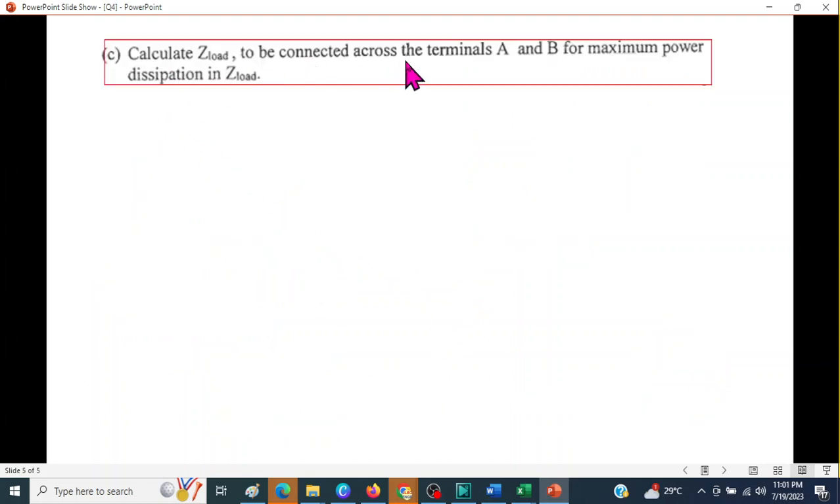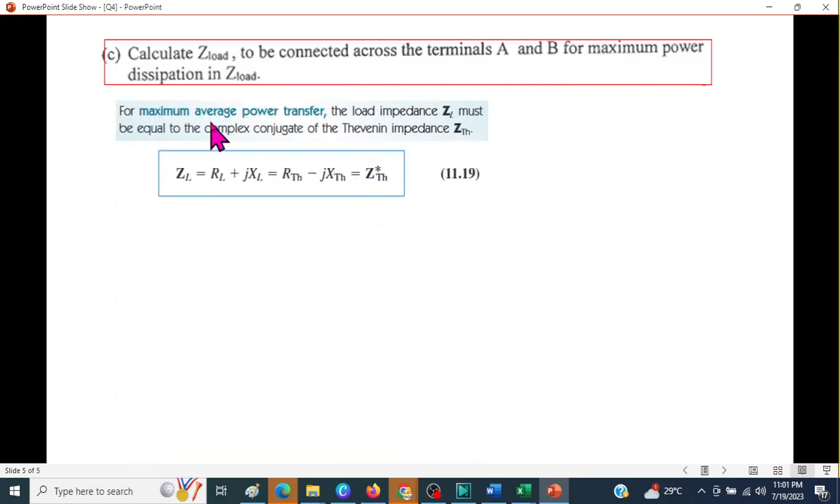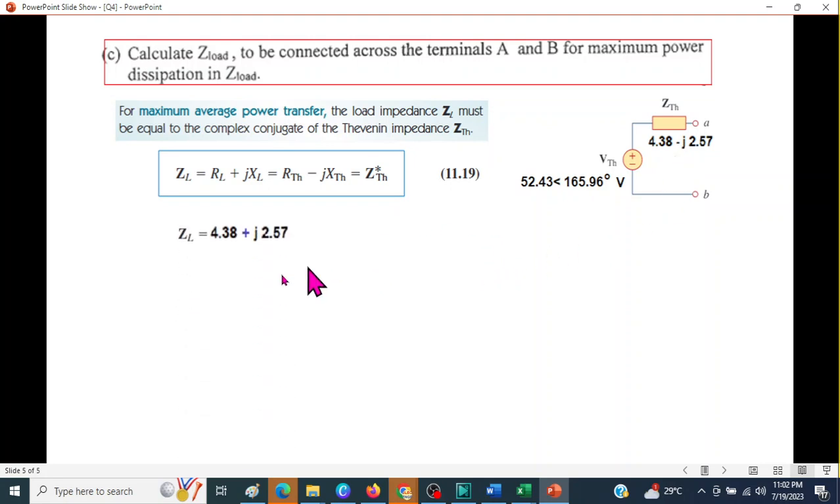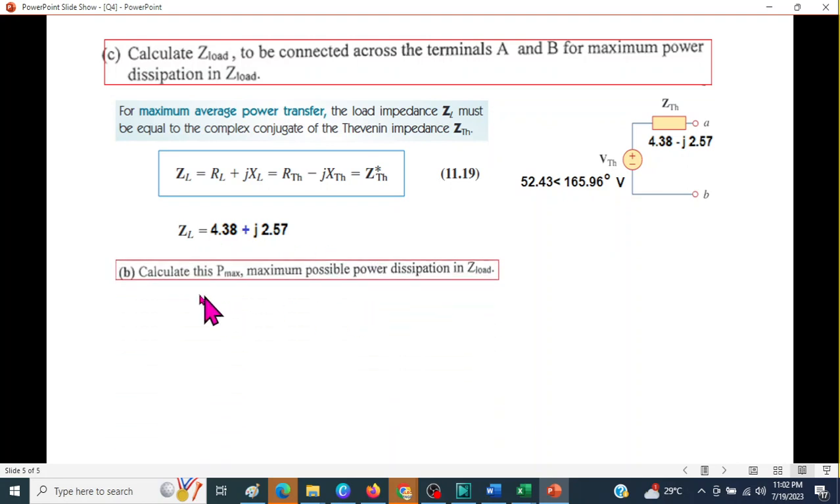Now calculate the load to be connected across AB for maximum power. We have learned that for maximum average power transfer, the load impedance ZL must be equal to the complex conjugate of the Thevenin impedance. So ZL has to be the complex conjugate of Z Thevenin. Our Z Thevenin is this value, so to make it the conjugate, we just change this sign here. So ZL will be the same value with the sign changed to plus. So this is ZL. This is part C done.